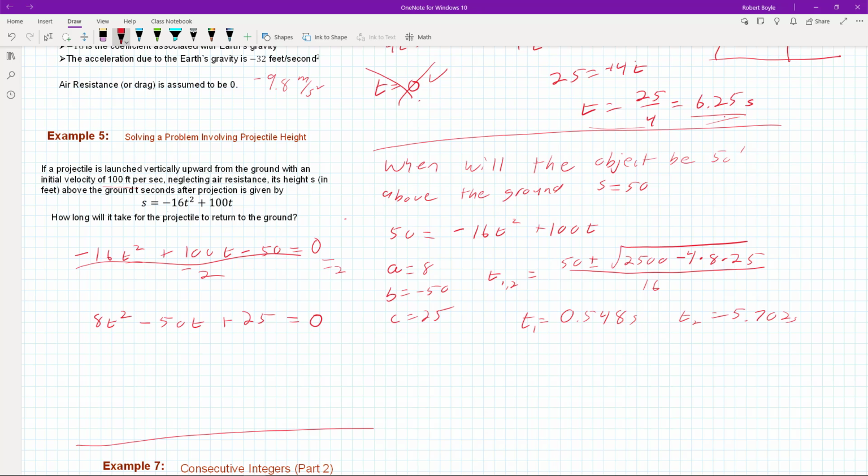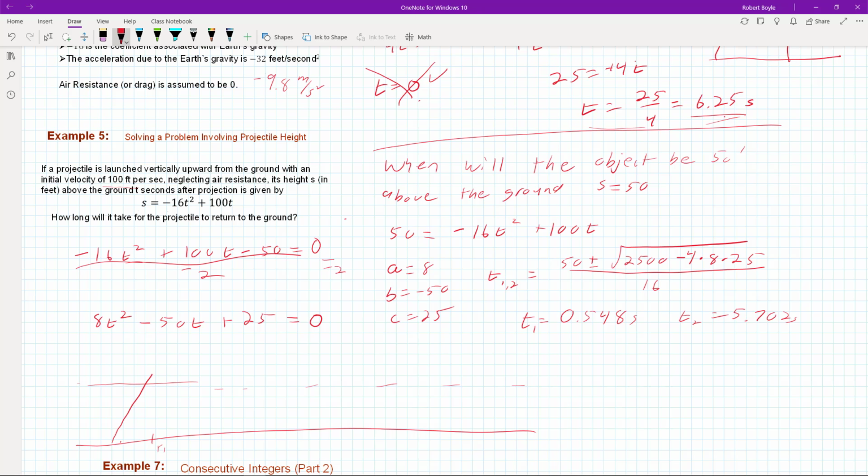And does that make sense? Well, yeah, actually kind of does. Here we launched the object. Okay, now here is 0. Let's suppose that this line right here is 50. When you launch the object, at about 0.5 seconds, right here, t1, it's going to cross 50.